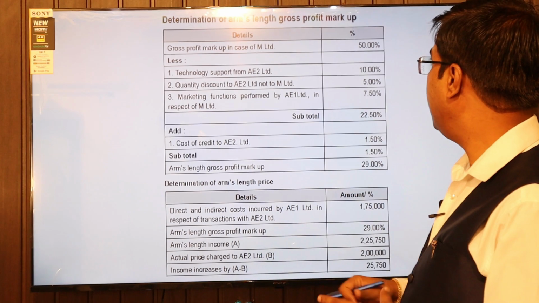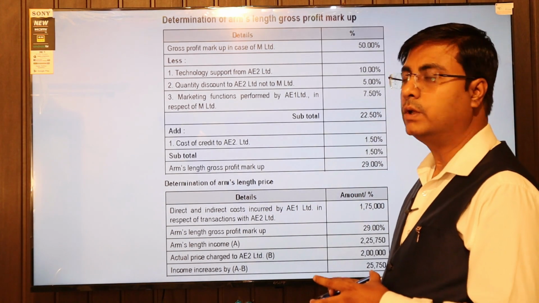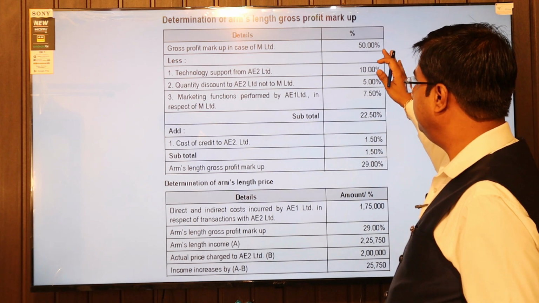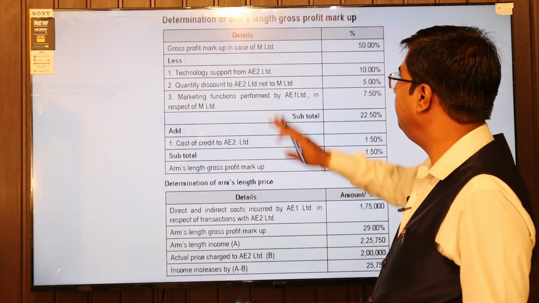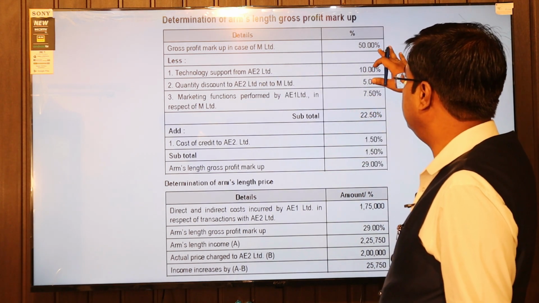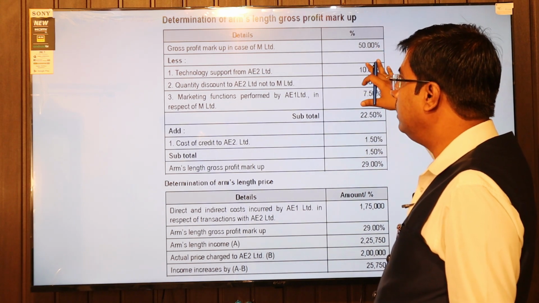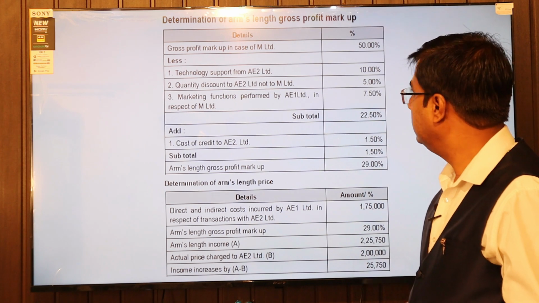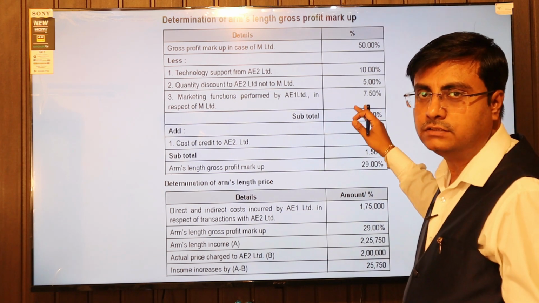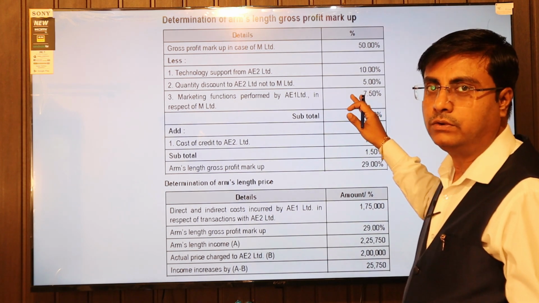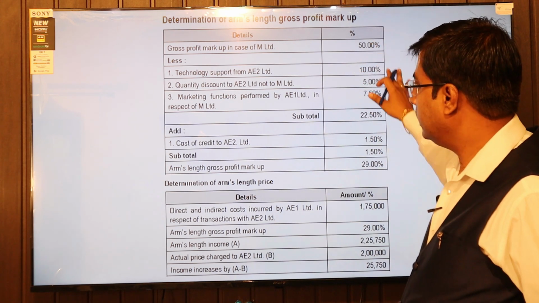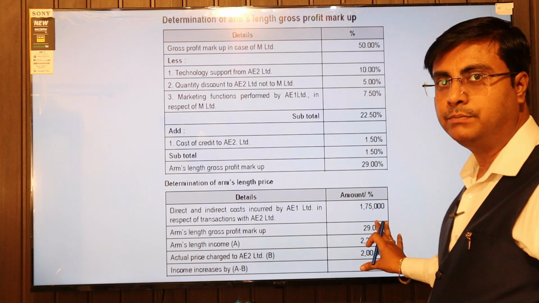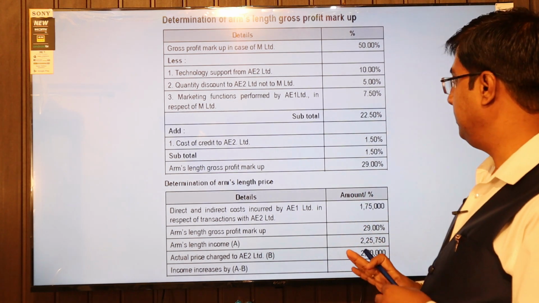This example I have taken from the guidance note of the Institute. Suppose in respect of the independent transaction, gross profit is 50%, but we are not considering technical support, quality discount, and other things. So these are adjustments we need to make in respect of the uncontrolled transaction. After adjustment, we have to see what should be the arm's length price for determination of ALP.